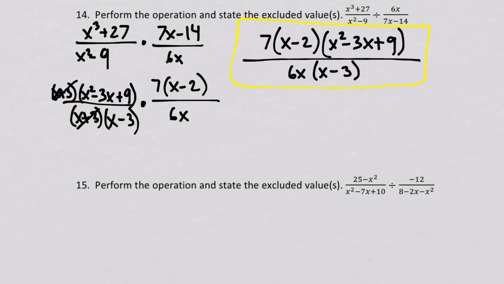It's completely factored, nothing else to simplify. Now if you see that it's actually multiplied out, then go ahead and multiply it out, but that's fine for me. What are the excluded values? The excluded values come from all of the denominators, okay?